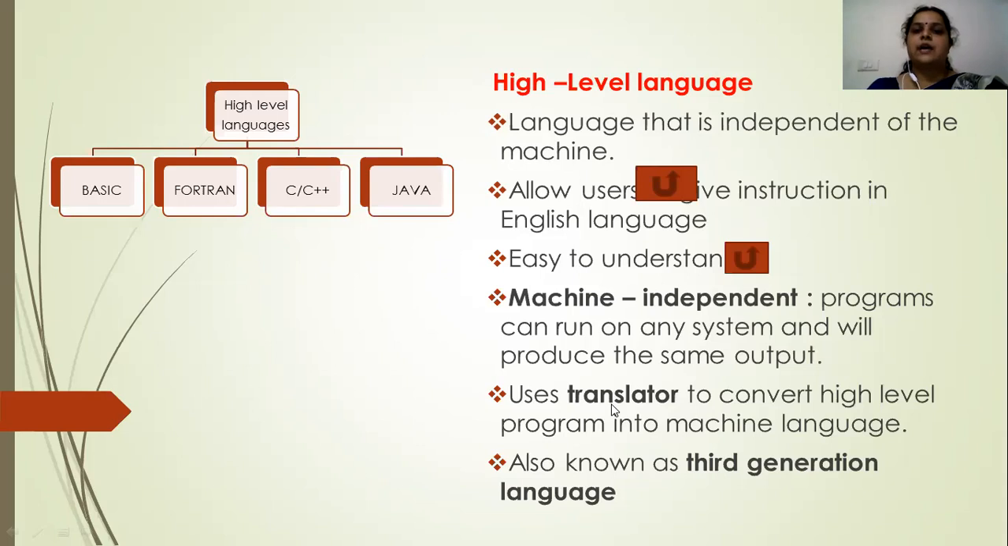We have a translator which will convert this high level program, the program which we are writing, known as the source program, into machine language. Means whatever we are writing will get converted into 0 and 1, and then it will be understood what instructions or what work we are trying to give to our computer. It is also known as third generation language. Another name is third generation language. I hope it is clear.